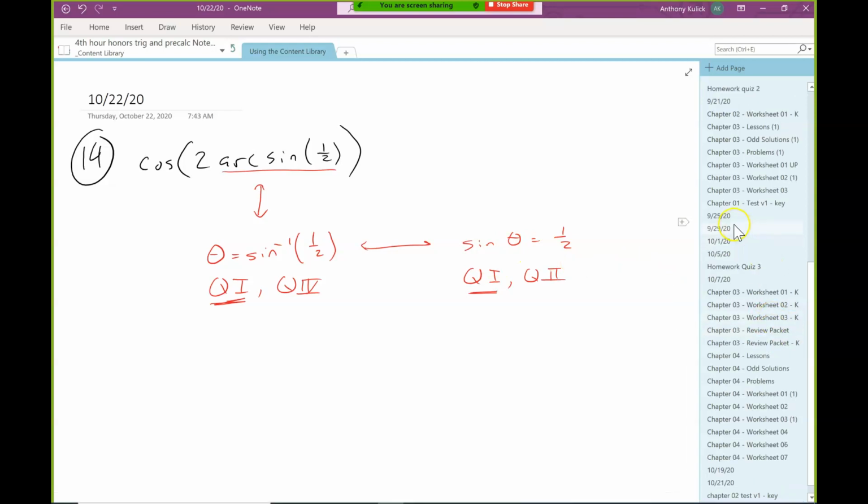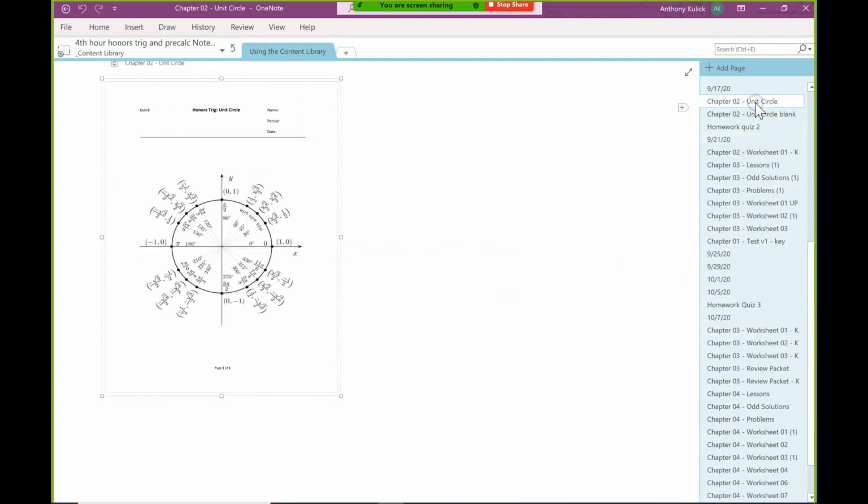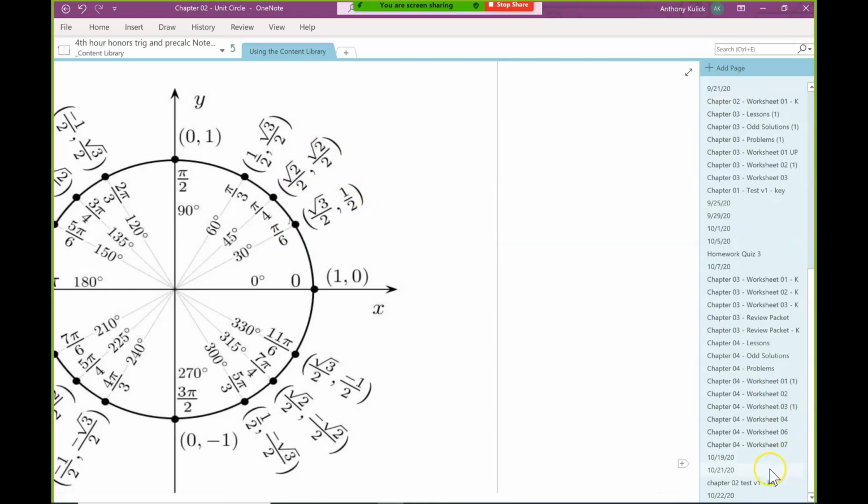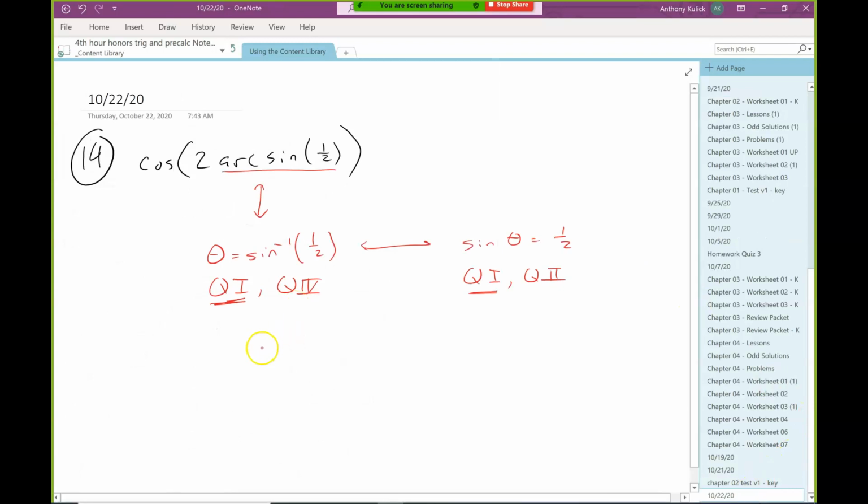So I'll go to my unit circle. Looking in quadrant 1 for the place where the y coordinate is 1/2, I'm going to read off that angle. So far, so good? Okay. So now I have cosine of 2 times pi over 6. 2 times pi over 6 becomes pi over 3.